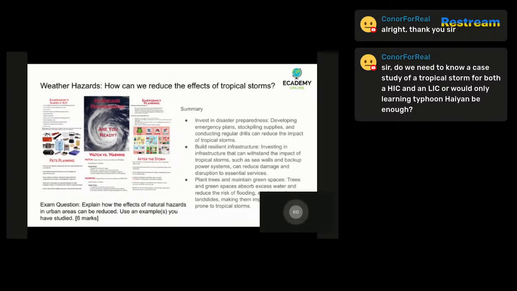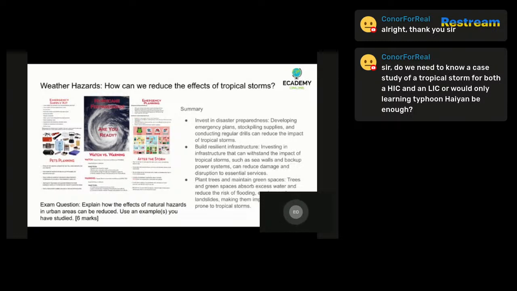So the 4 key areas that we can use to reduce the impacts of hurricanes are as follows. The first one would be to invest in disaster preparedness. By developing emergency plans, stockpiling supplies, and conducting regular drills and exercises, communities can be much better prepared to respond to tropical storms and also reduce the number of casualties and minimize the damage to infrastructure.